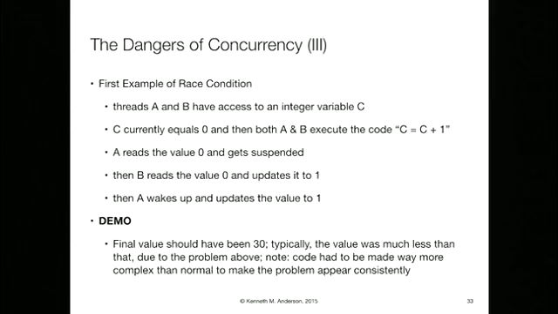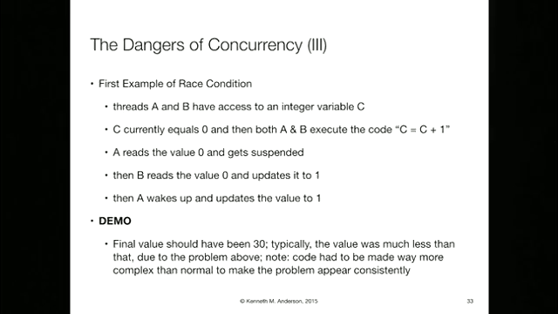The first example of a race condition is I have two threads, A and B, and they both have access to an integer variable C. What happens is that we're going to increment this value using C equals C plus 1. And actually in the code it just says C++, right? So increment C. Or you could even have C += 1. Now the problem we get into as humans, we look at that and we go, oh, that's atomic. We're just going to take the value of C, add 1 to it, and stick it in as the new value.